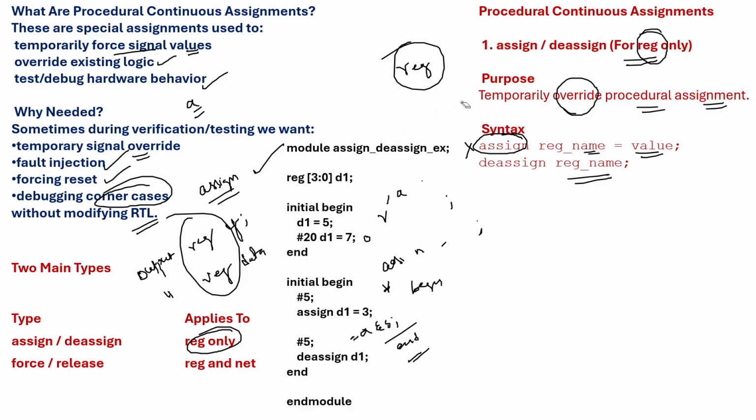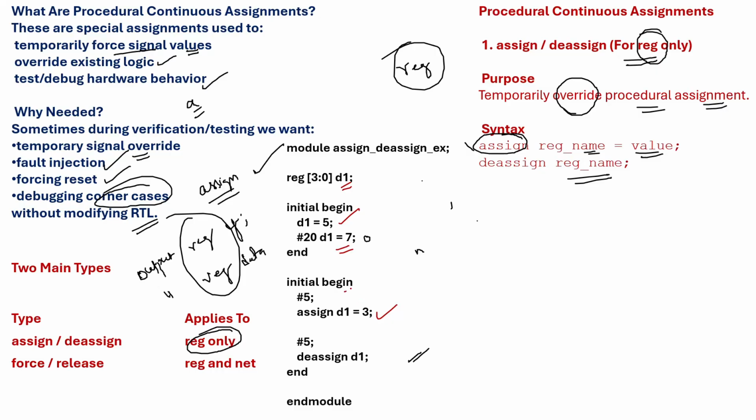Module registered deassign concept, an assign deassign example, he is considering that. Reg D1: D1 is my register variable, that means I am utilizing this reg for procedural assignment purposes. Inside the initial begin I am utilizing D equal to 5, and D1 after a delay of 7 time units. But forcibly I am assigning D1 equal to 5. Initially I assigned 5.